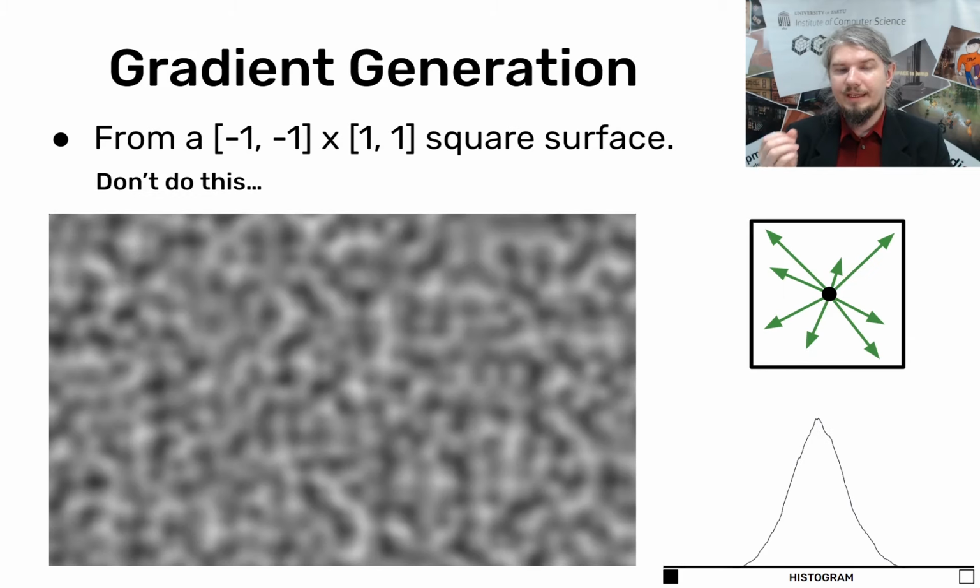We mentioned this gradient vector generation. So different code examples from online do it a bit differently. Well, one very simple way is to just create gradients from this minus 1 to 1 square.